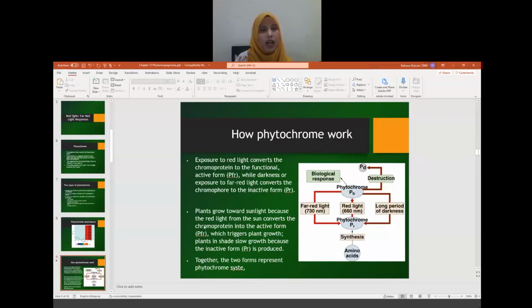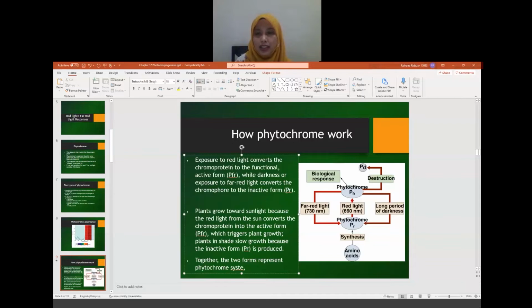Next, how this phytochrome works. Like I said just now, the exposure to red light will convert this chromoprotein, or you can say the pigment, the phytochrome, to the functional active form, which we call PFR. While in darkness or exposure to far red light, it converts to the inactive form, which is the phytochrome red light. So the reaction is quite opposite and vice versa. Please memorize this.